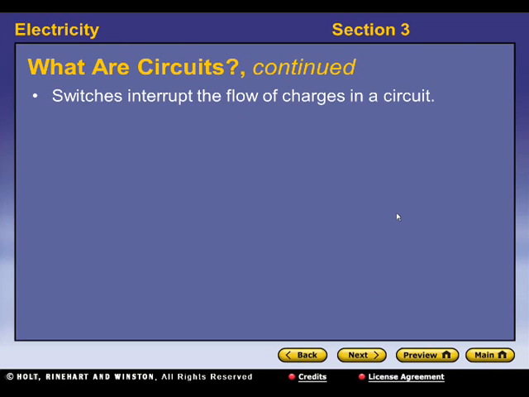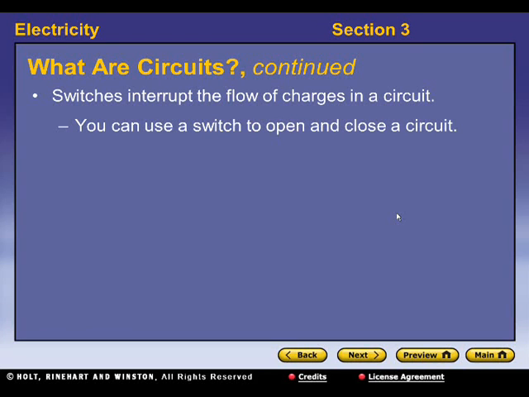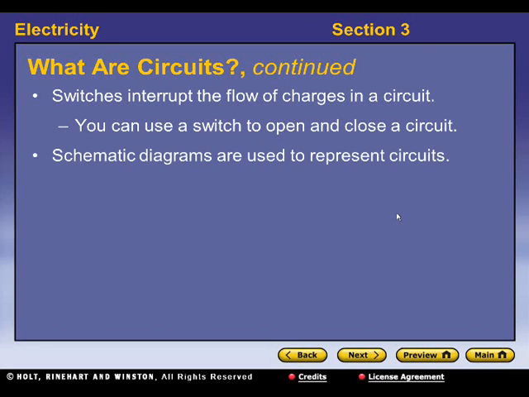Okay, so switches interrupt the flow of charges in a circuit. You can use a switch to open and close a circuit. That's just like your light switch next to your door. When you flip it on, you're generally in the up direction, lights come on, you close the circuit there so electricity can flow. When you turn it down or flip it off, you generally open the circuit and then all electricity stops. So no electricity is flowing.